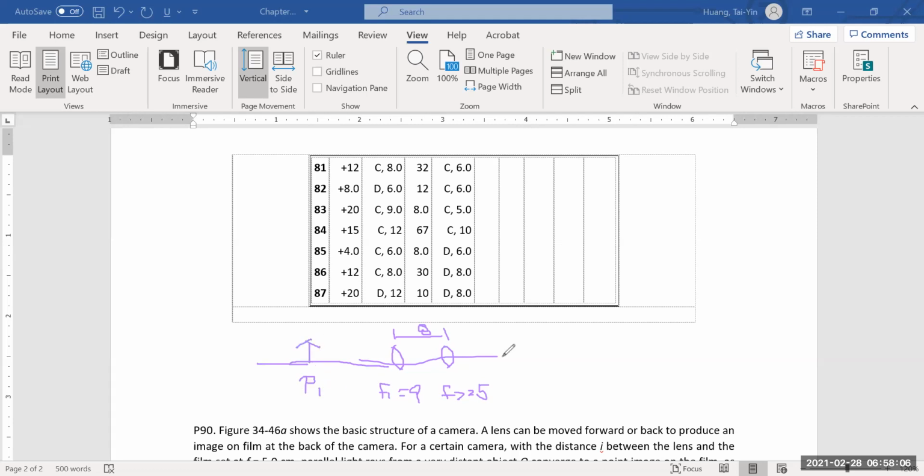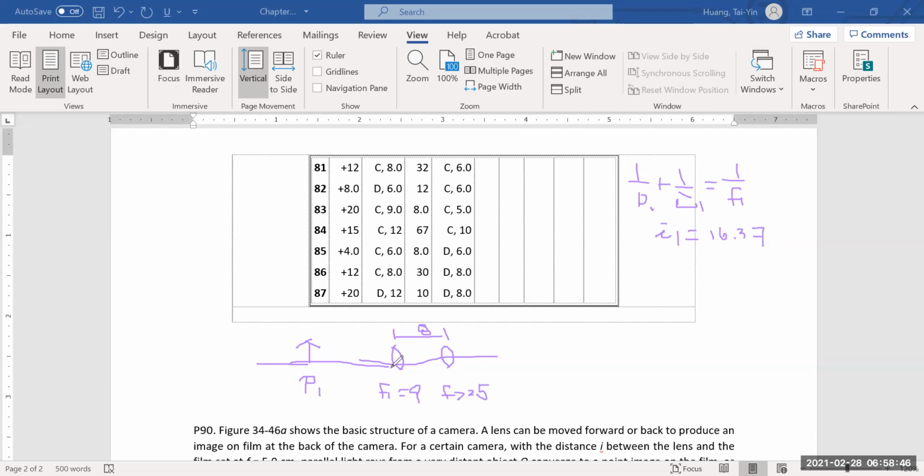So again, what you're going to do is apply the lens equation. I'm going to start from here. So you have 1 over P1 plus 1 over I1, and that's equal to 1 over F1. F1 is 9 and P1 is 20. So when you do this, you should be able to calculate I1. You will get an I1 that is equal to 16.37 centimeters. So it is positive, meaning that the first image produced by the first lens is real.